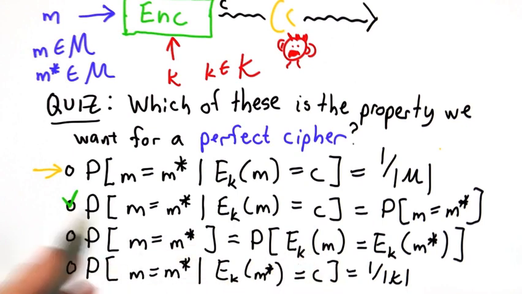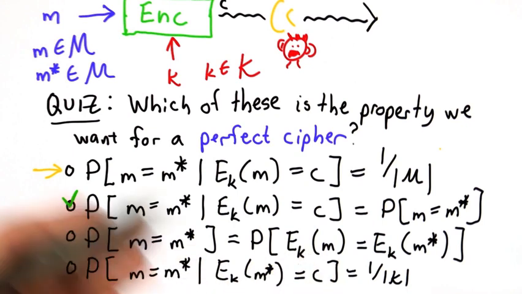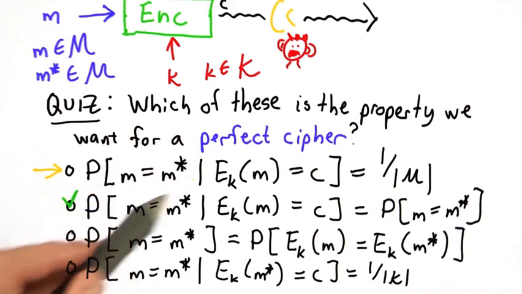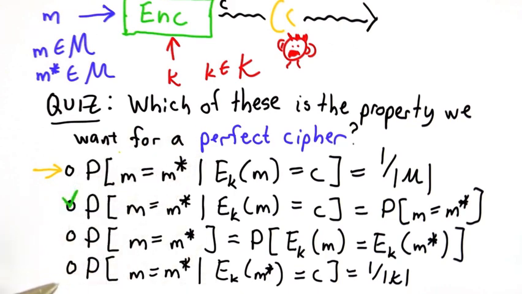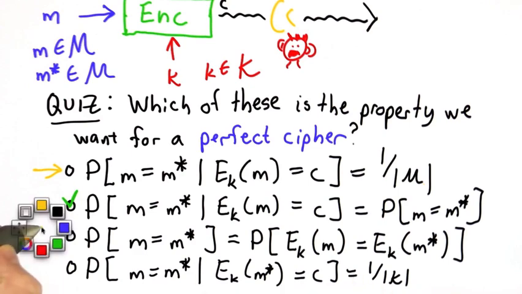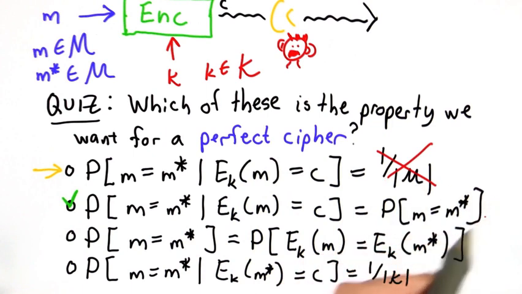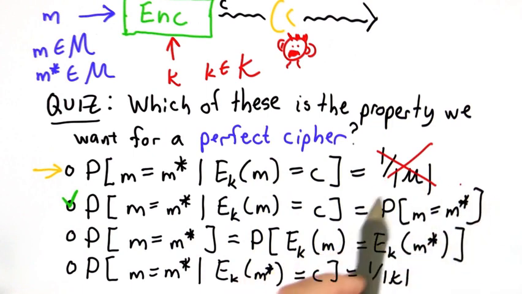The attacker knows that the message is likely to be a valid sentence in English. Very few possible bit sequences correspond to that. So all messages are not equally likely. So that's why choice 1 is not the definition we want. We want choice 2, where whatever the attacker already knew about the probability that the message is M star is not affected in any way by seeing the ciphertext. So that's our definition of a perfect cipher.